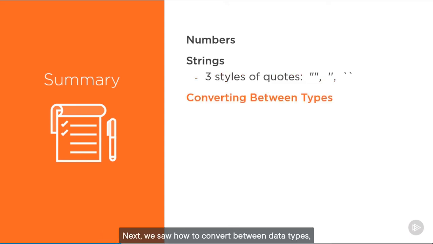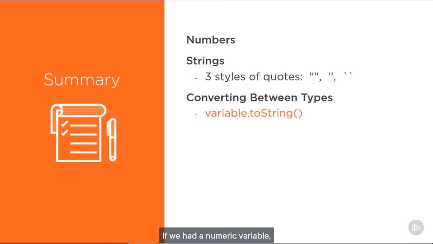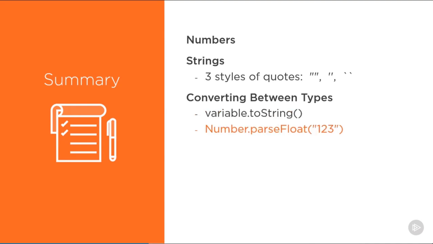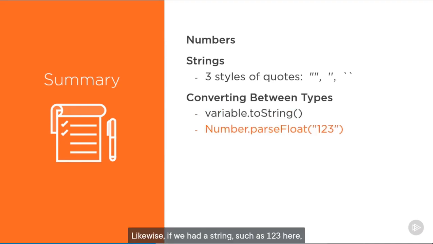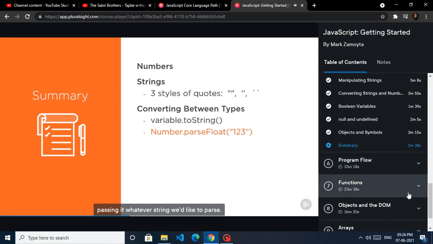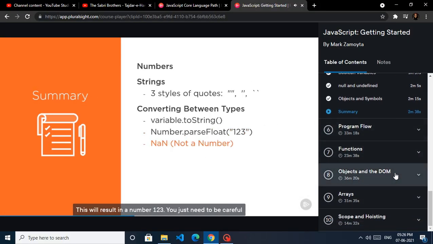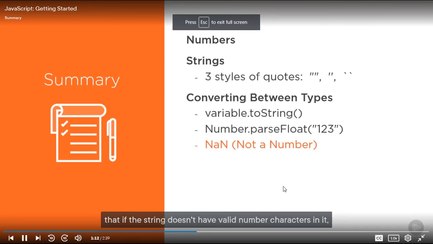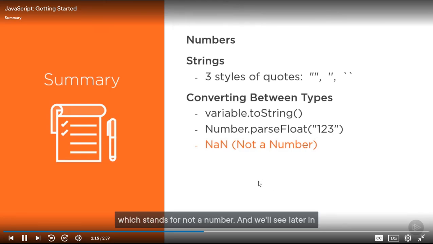Next, we saw how to convert between data types, specifically numbers and strings. If we had a numeric variable, we can specify .toString with parentheses in order to convert it into a string. Likewise, if we had a string such as 123 here, we can call Number with a capital N .parseFloat, passing it whatever string we'd like to parse. This will result in a number 123. You just need to be careful that if the string doesn't have valid number characters in it, you might get the result NaN, which stands for not a number. And we'll see later in the course how we can check for this.